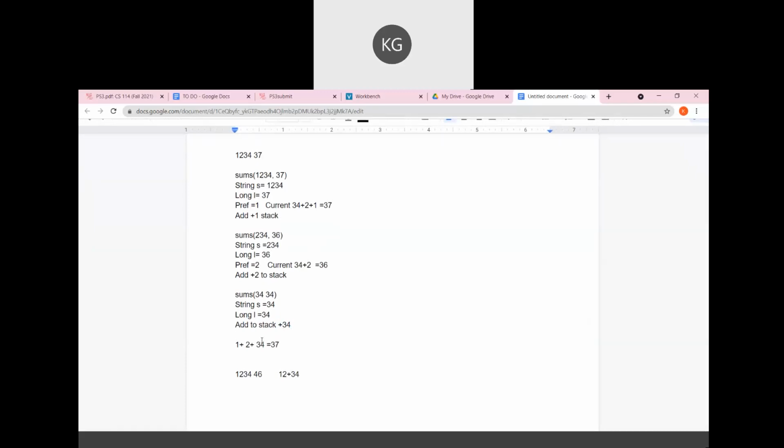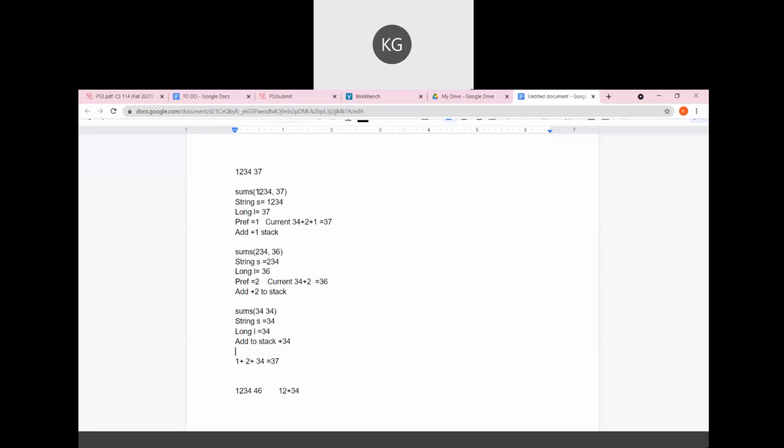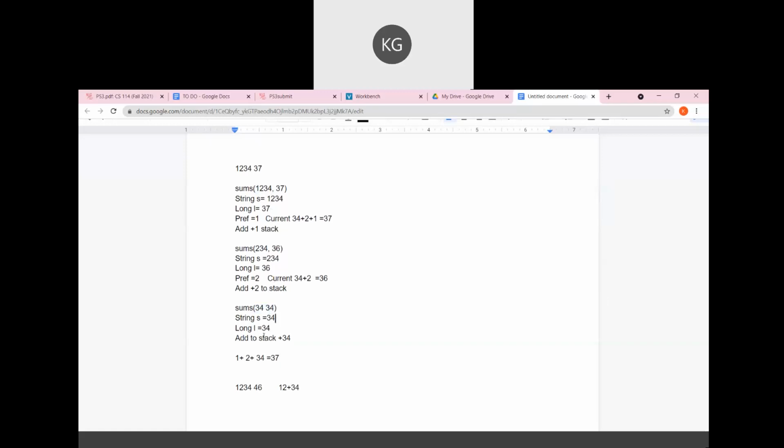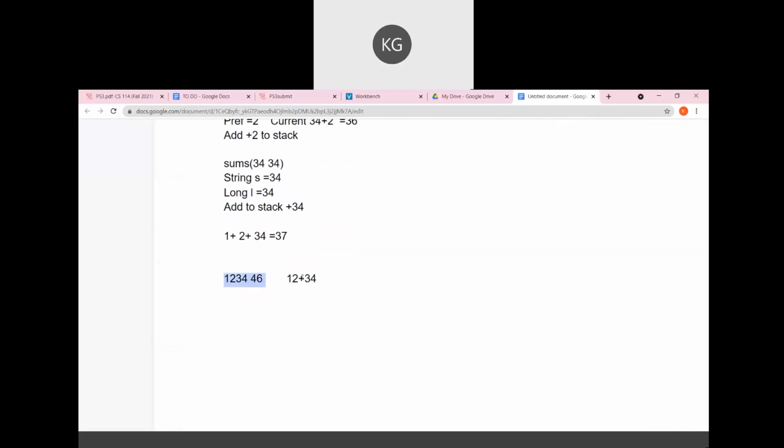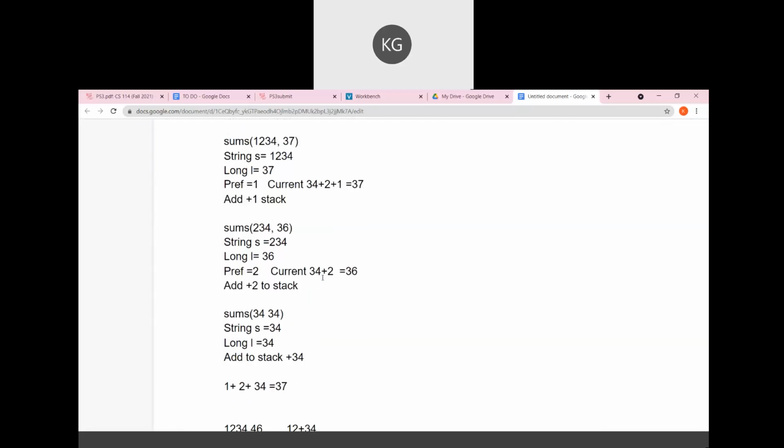So key things to remember from this example is that we're going to keep taking away the prefix until we get the numbers being equivalent. And then once they're equivalent, we're going to add the previous prefixes to the stack. So, back to this example here where we had the 12, 34, and 46. We would do the same method, right? And have the same steps as before.